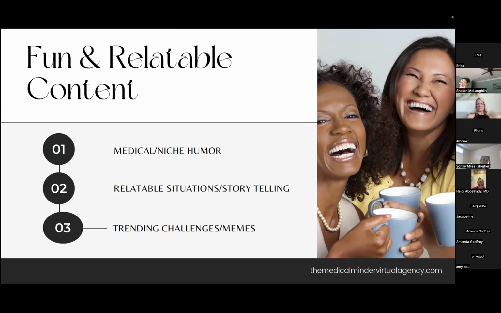Some physicians like to dance, do those challenges, some do not. And there's different challenges, there's different trending things that you can do, trending sounds, to your own preference. It's just finding your own preference, your own boundaries, and creating a strategy around everything, including your goals.